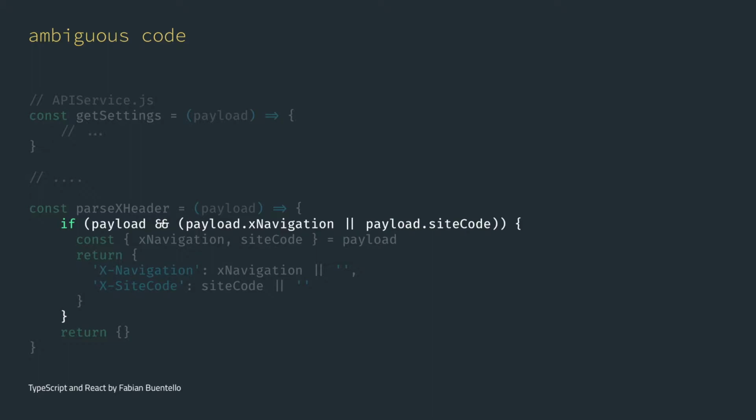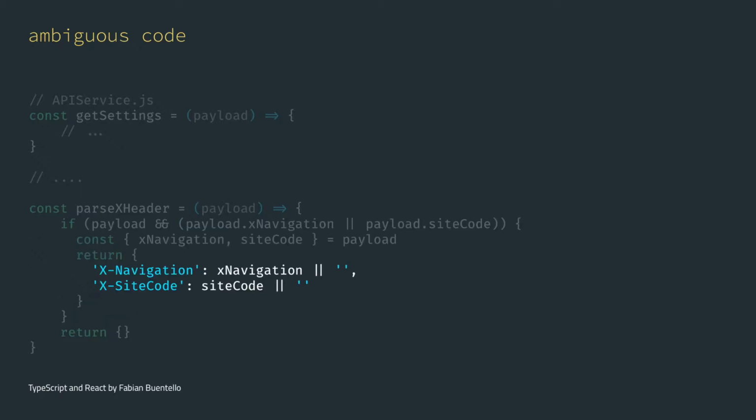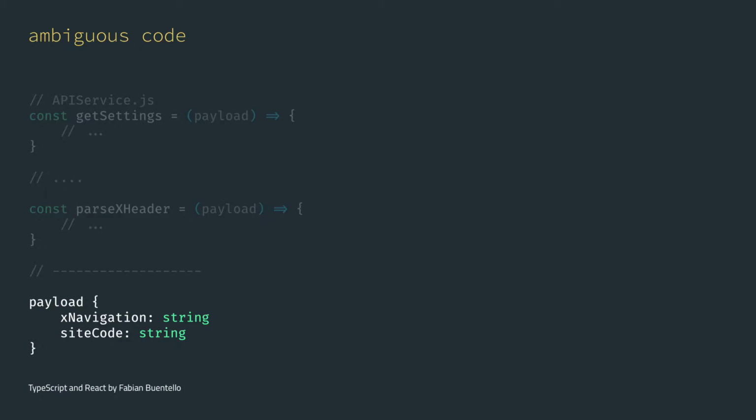But just know, at this point, you didn't know if payload was a string, a number, an array. You had no idea until you got all the way down, 2 functions in, to figure out that it's an object. But now, what are the values supposed to be for those properties? So then I go down one more level. Oh, okay, xNavigation seems to be a string. I can infer that, but I don't know for sure. So at the end of it all, payload is an object that has 2 properties, xNavigation and siteCode, that are both strings.